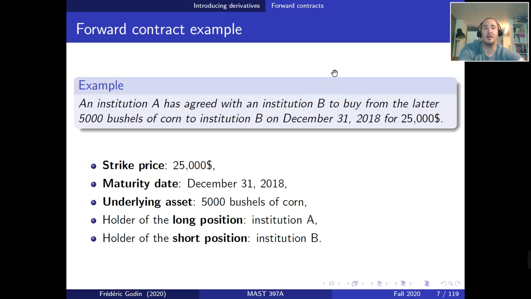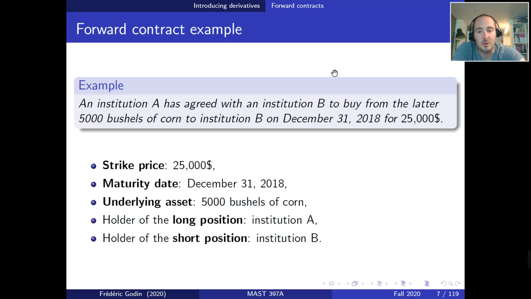So let's give an example. Let's say an institution A has agreed with an institution B to buy from the latter 5,000 bushels of corn on December 31st, 2018 for the amount of $25,000.